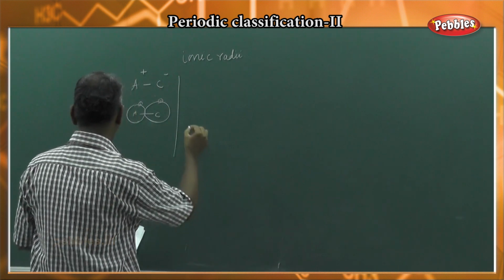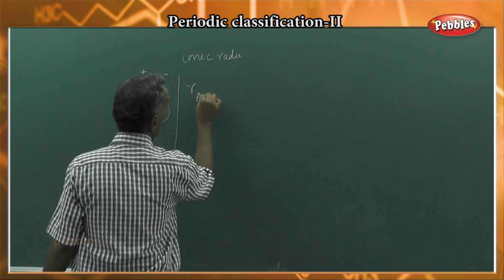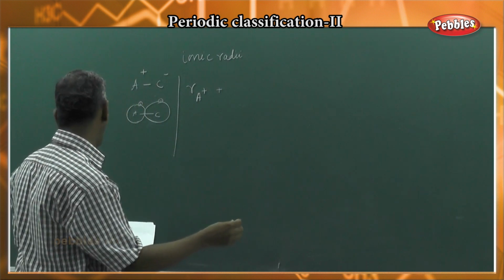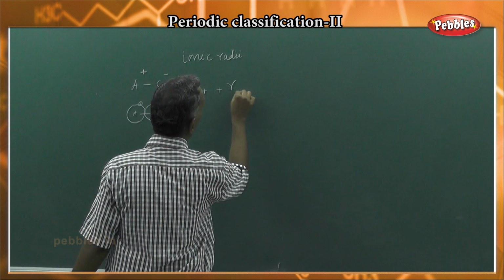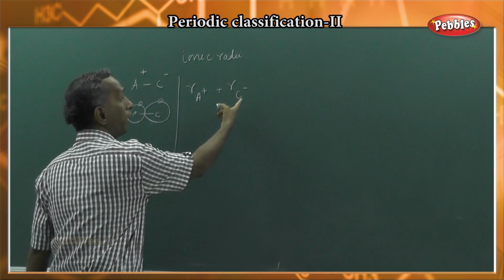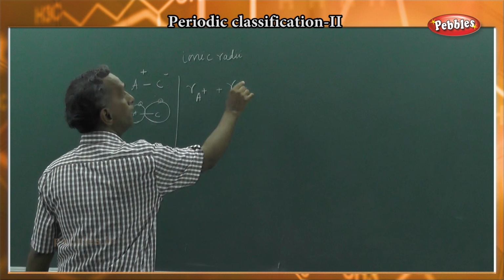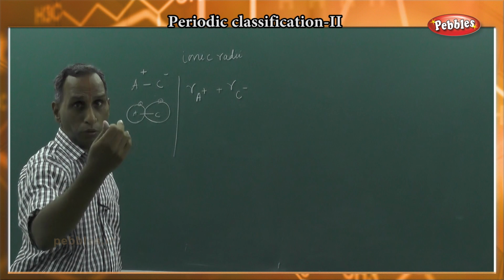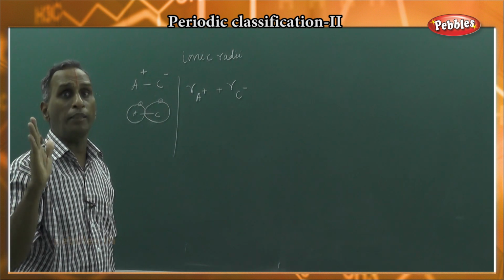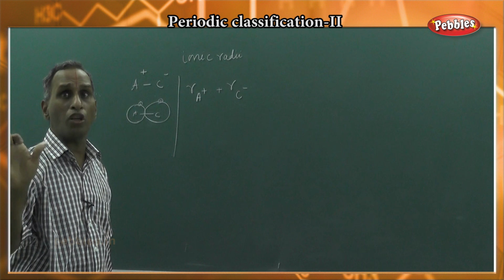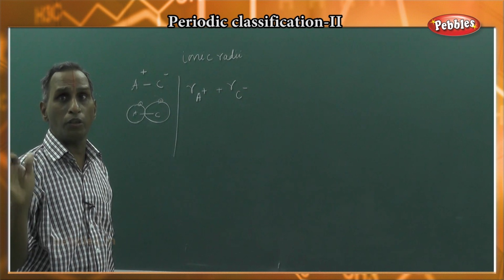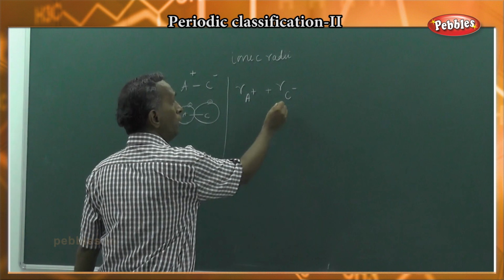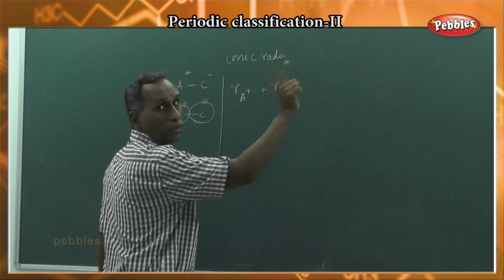For this case, the radius of A plus is nothing but the radius of the cation A plus the radius of C minus, that is the radius of the anion. Here general cation and anion are given, that is to be noted. The representation can be anything. You have to bear in mind that ions are charged species: cations are positively charged species, anions are negatively charged species. They may give anything as they like. That is to be noted. This is not carbon generally, remember that.